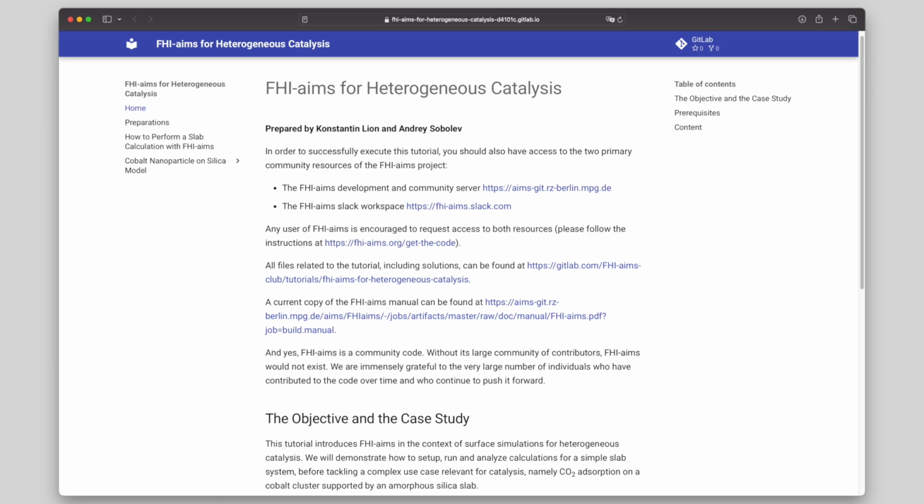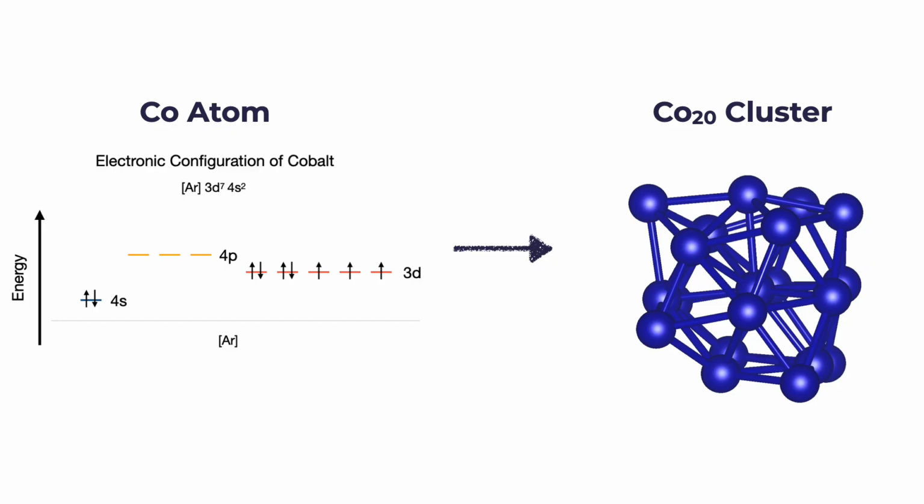Now, let's look at how these catalysts were modeled using FHI-aims. In our online tutorial, please also check the description here, we demonstrate a multi-scale approach. We start out with a single cobalt atom to understand its electronic structure and magnetic properties. Then, we move to a cobalt-20 cluster to see how these cobalt atoms interact with each other.